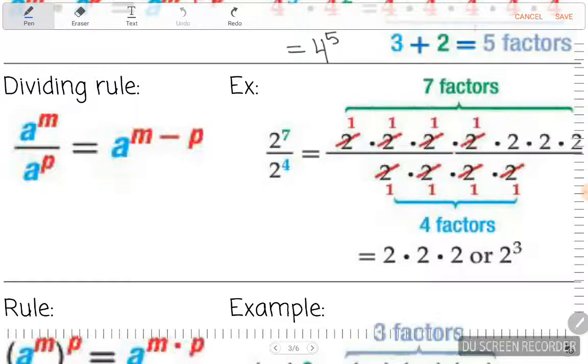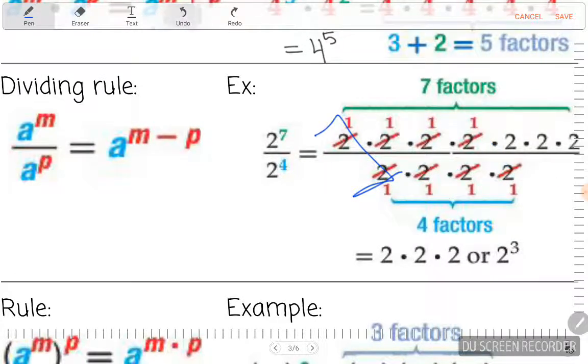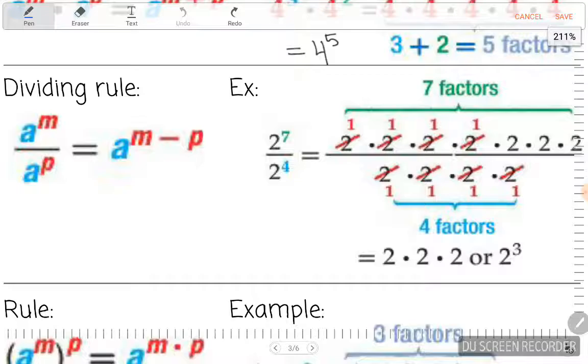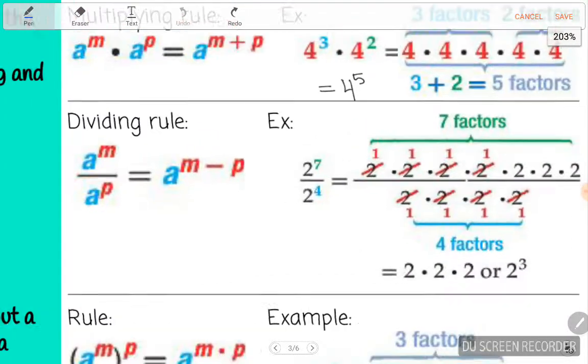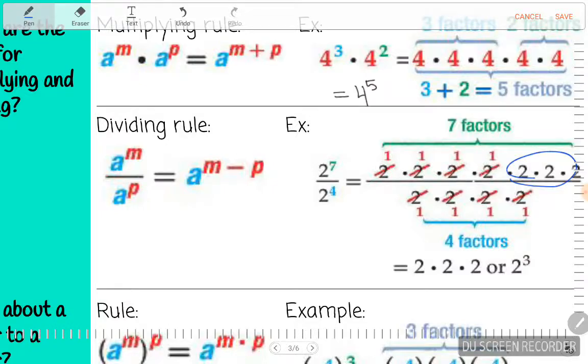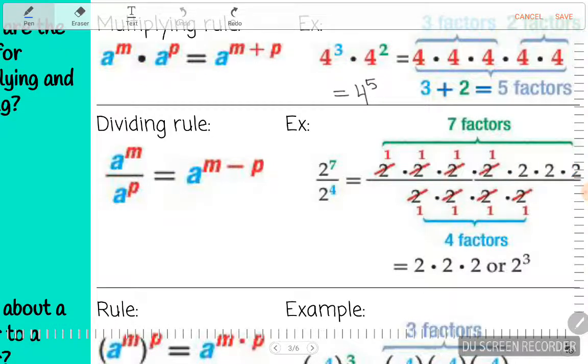Anytime I have the same number over itself, it's like just having 1, right? They cancel out. Those cancel, those cancel, those cancel. So it's just 1 times 1 times 1 times 1, which I don't really need to think about. I'm just worried about what's left, which would be these 3 2's over here. So I'm left with 2 times 2 times 2, or I could just say 2 to the third. And of course, I've got 7 minus 4 because I am looking at subtraction. So 7 minus 4 gives me the 3 for 2 to the third.